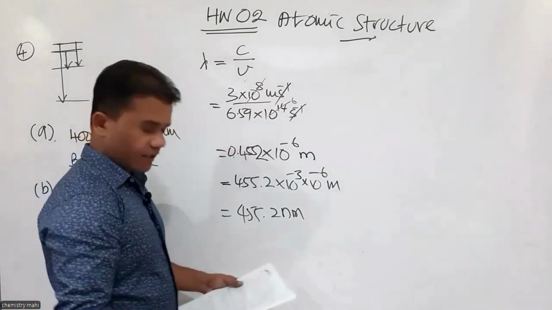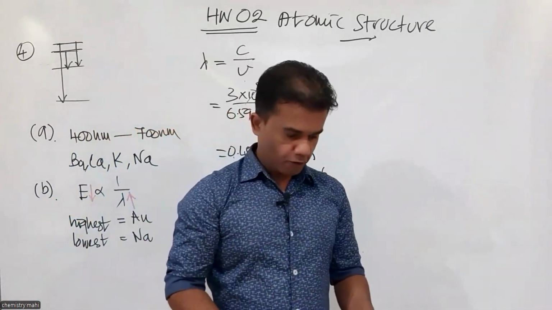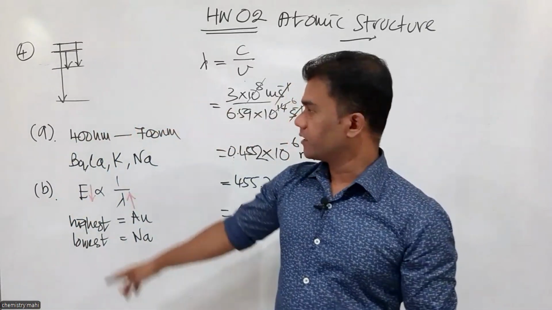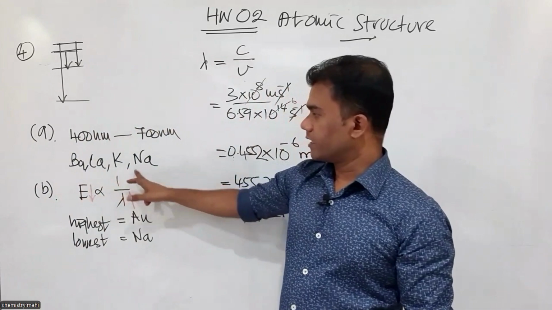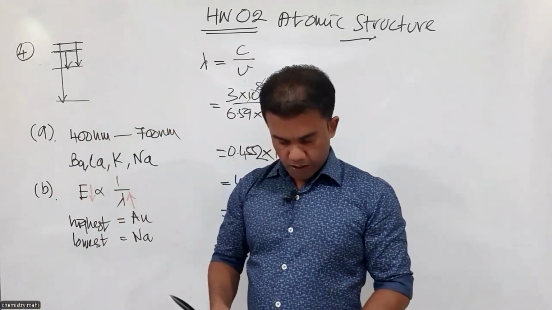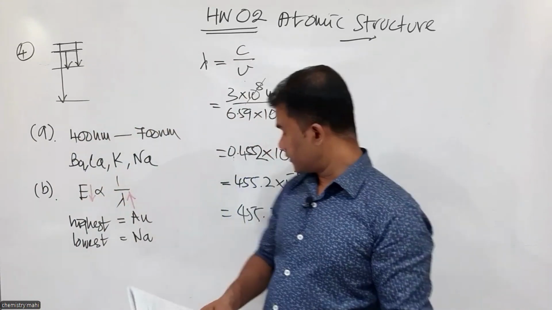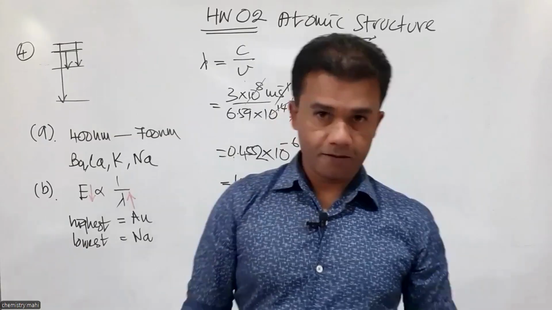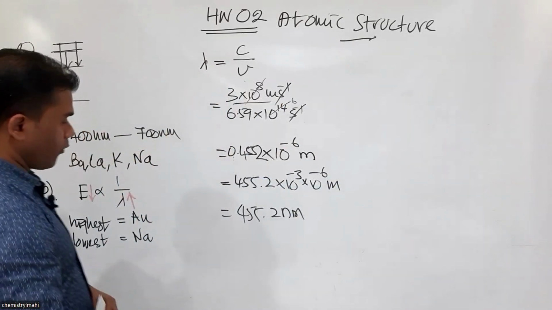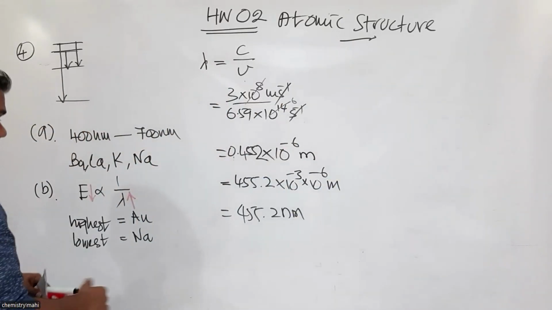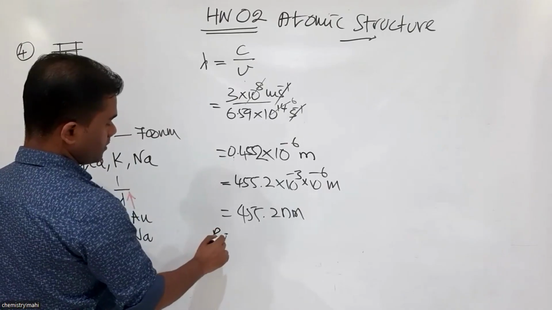455 nanometer, then which can be the element here? 455 definitely should be within the visible region. It should be barium, calcium, potassium, or sodium. Barium 455. Exactly, it is barium. 455.2, 455.4 given. Yeah, your answer should be barium.